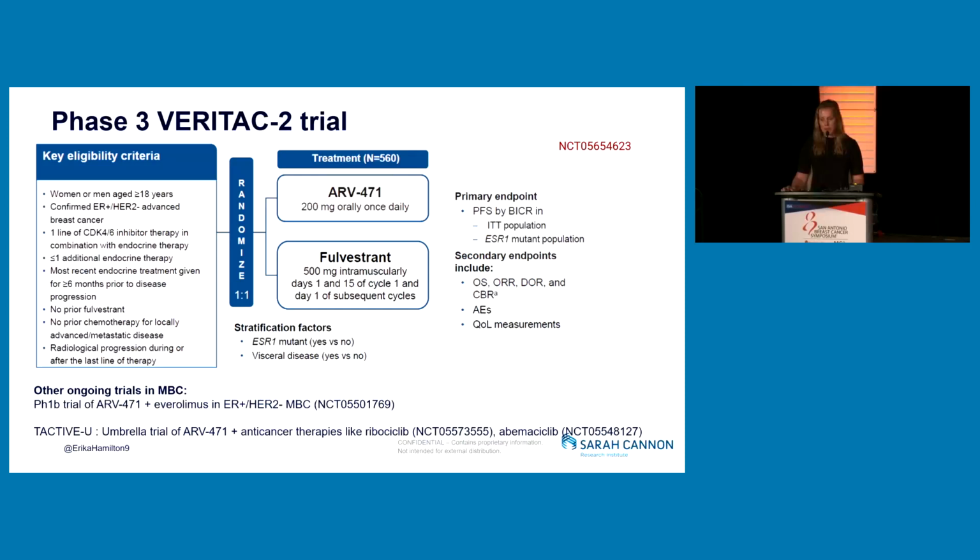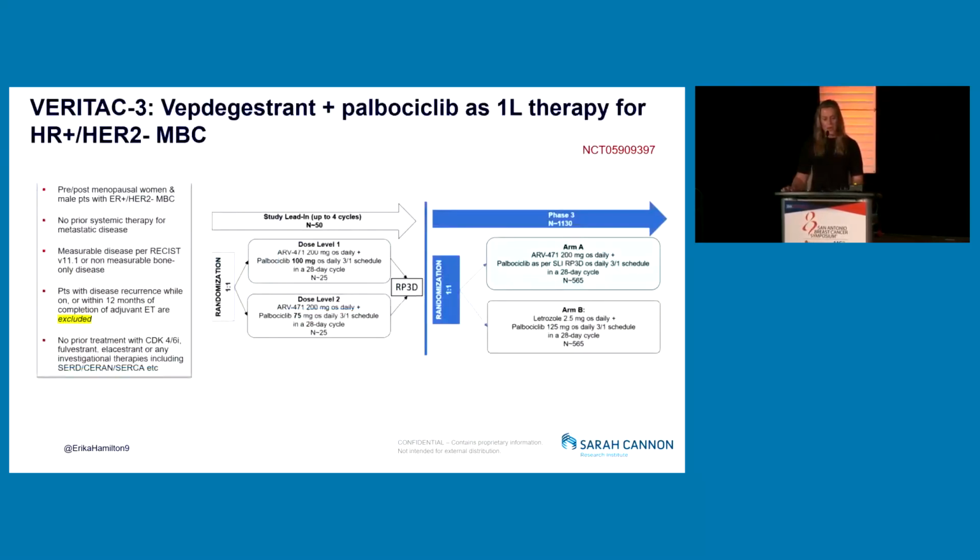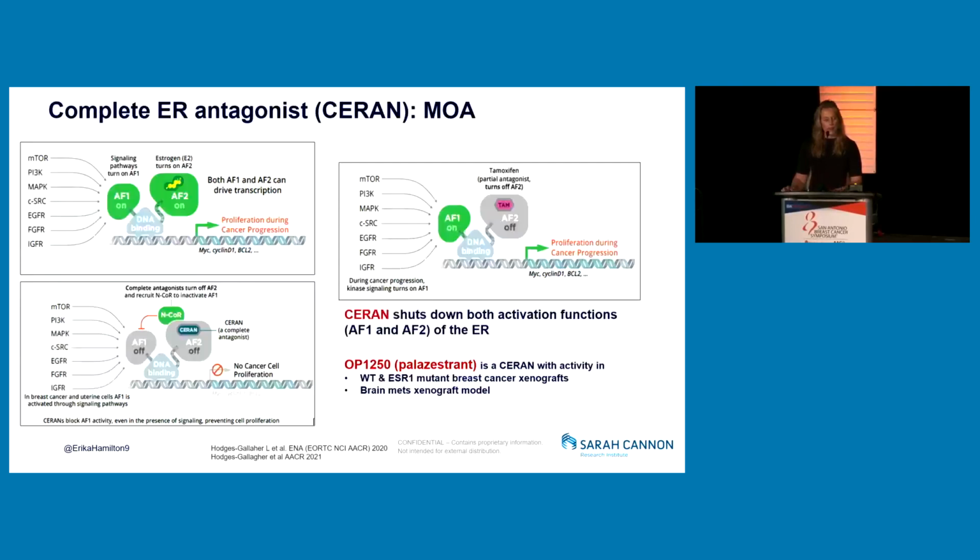This is the phase 3 VERITAC trial, and this will be ARV-471 straight up against fulvestrant in a so-called second-line setting where patients have already seen CDK4/6 inhibitor. And then finally, VERITAC-3, which will be vepdegestrant in combination with palbociclib in the first-line setting against letrozole and palbociclib. We actually determined that we had a little bit more neutropenia with the combination of vepdegestrant and palbociclib, and that's because we have higher palbociclib exposure, about 50% higher, and so we're actually going to go in at a little bit lower dose to make that palbociclib dosing what we would expect and not higher.